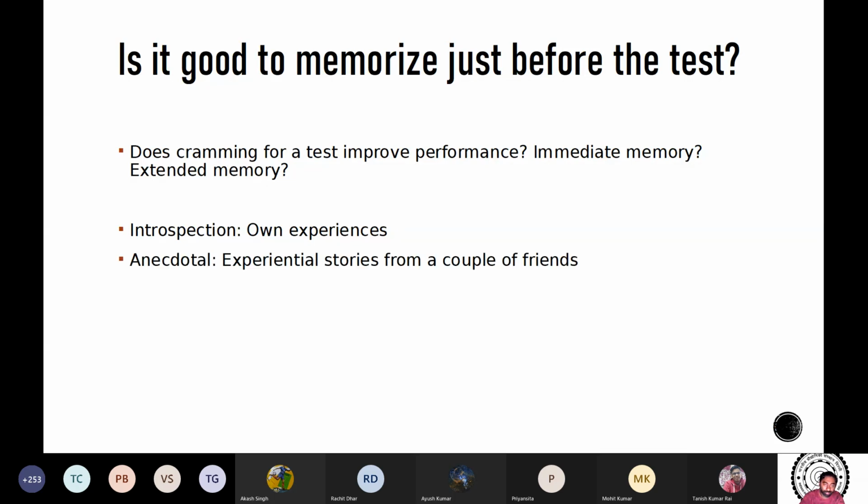The second, as one of your friends already introduced, is anecdotal evidence. These are experiential stories from a couple of friends. Here, psychologists are divided. Some psychologists think that narratives are useful inputs to understanding psychology. Some think they are not. Those who think they are find narratives or stories an extremely useful source of information because it gives you a personal perspective about your own thinking.